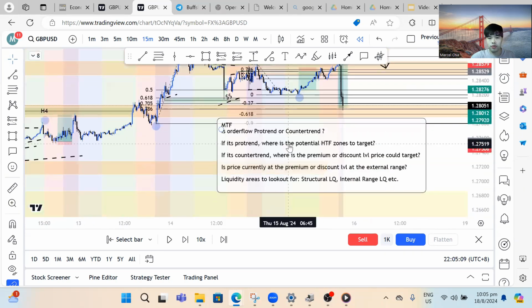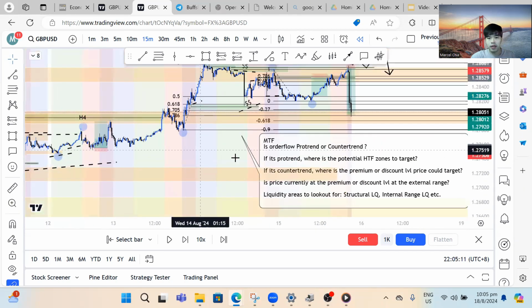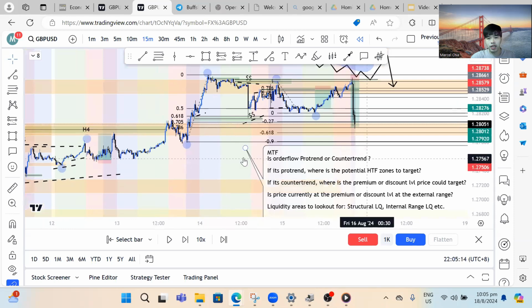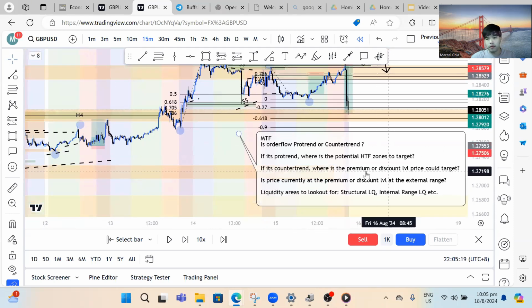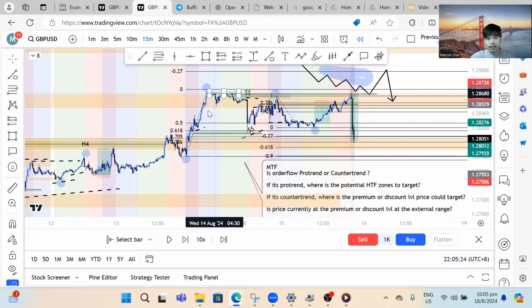Just to briefly recap this setup, order flow at this very point was already counter trend because the supply chain did hold. So if it's counter trend, we are looking for the discount level to target, which is along this previous external leg, all the way till this level.